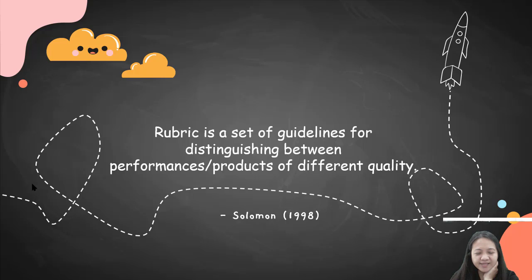And then for the next one, as Solomon quotes in 1998, a rubric is a set of guidelines for distinguishing between performances or products of different quality. That's why we have the level 1, 2, 3, 4. That's the different quality.